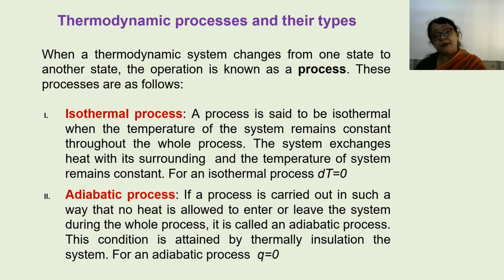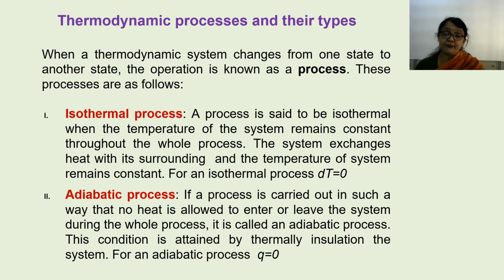Now let us discuss the thermodynamic processes and their types. When a thermodynamic system changes from one state to another state, the operation is known as a process. These processes are of different types. The important processes are the isothermal process and the adiabatic process. The isothermal process is the process in which the temperature of the system remains constant throughout the whole process. The system exchanges heat with its surroundings and the temperature of the system remains constant.